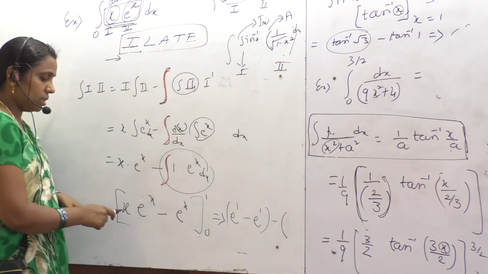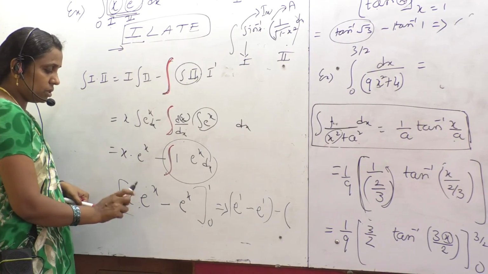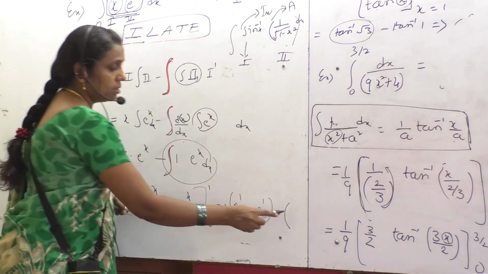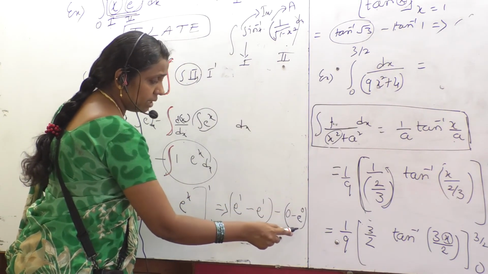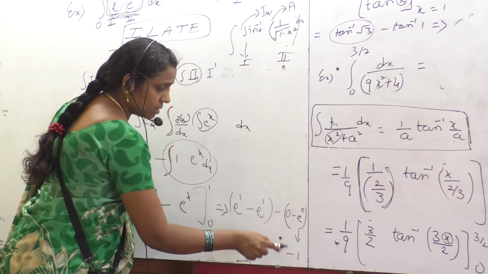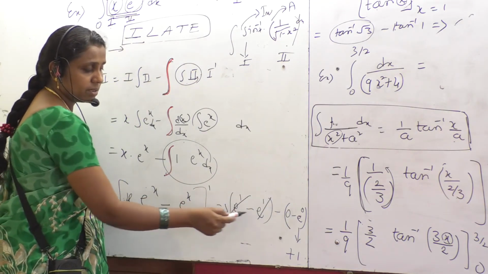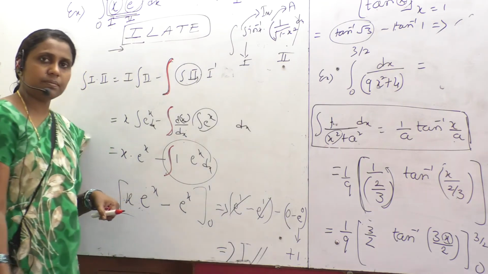Put x equal to 0. 0 into anything. e raised to 0 is 1. Accurate. 1 into 0, that is 0. Minus 0 minus e raised to 0. You must be knowing that e raised to 0 is nothing but 1. Minus sign. Minus minus together it will be plus. So these two will be cancelled because they are the same term with different signs. So 1 is the answer.